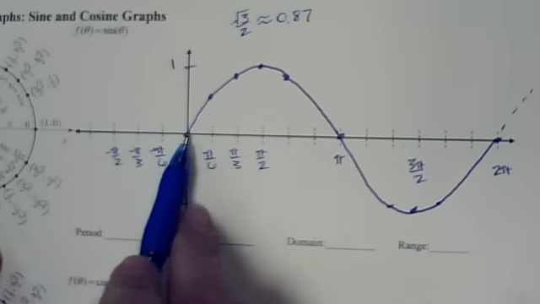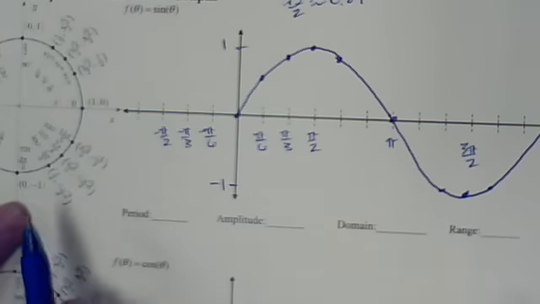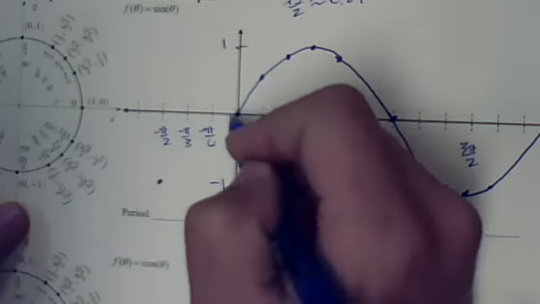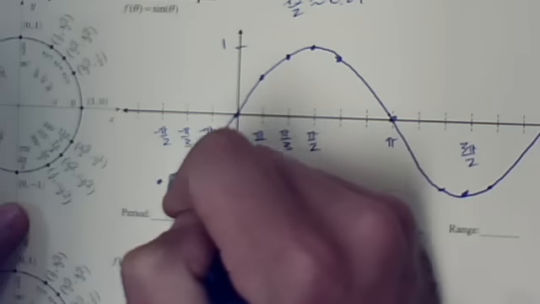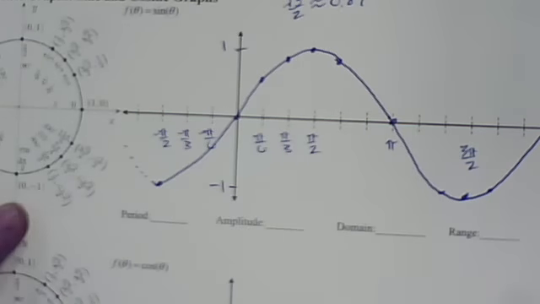And the sine of negative pi over 2, so as I come clockwise this way, is -1. So negative pi over 2 is -1. So this will come down here. And then as you can imagine, it's going to go back up that way. Okay?